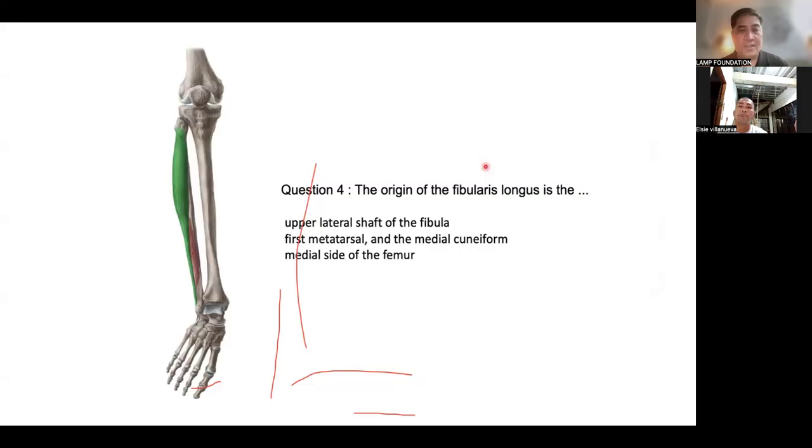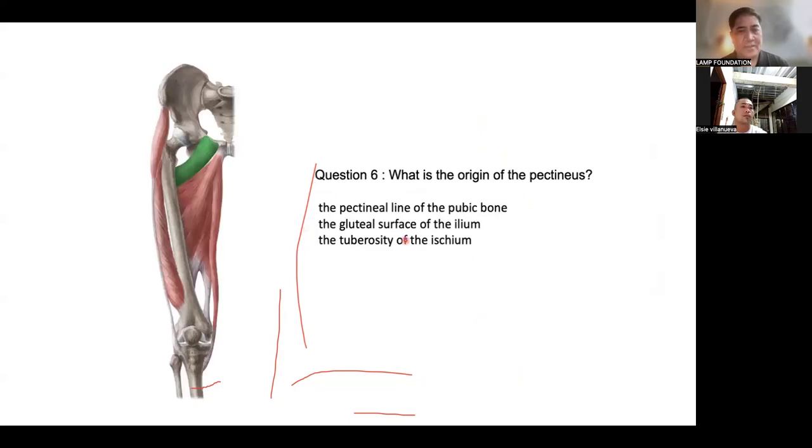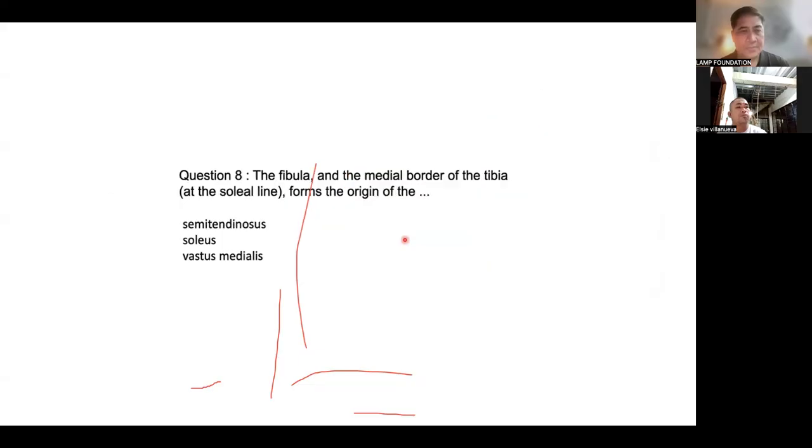Origin of fibularis longus. Upper lateral shaft of the fibula. Insertion of semitendinosus. Pes anserinus, tibia. What is the origin of the pectineus? The pectineal line of the pubic bone. Insertion of the fibularis longus. The first metatarsal and the medial cuneiform.